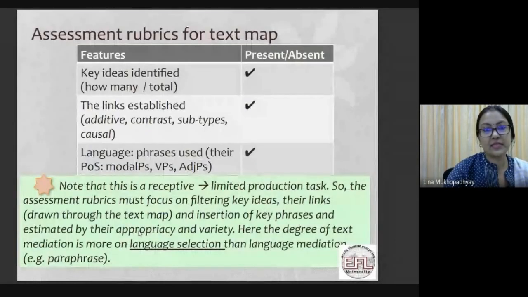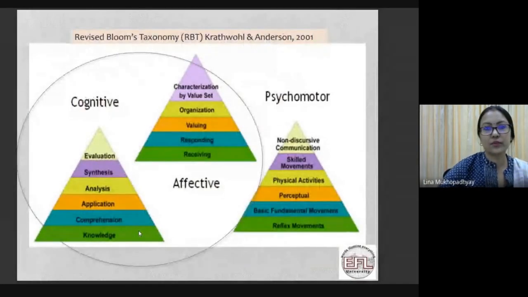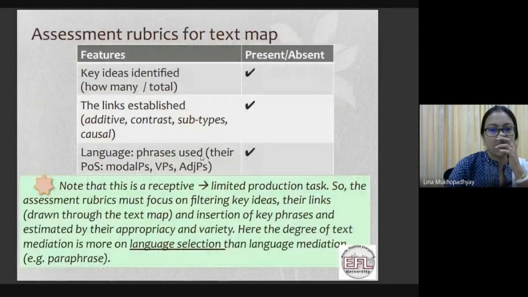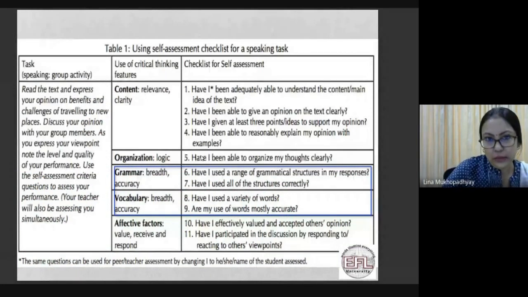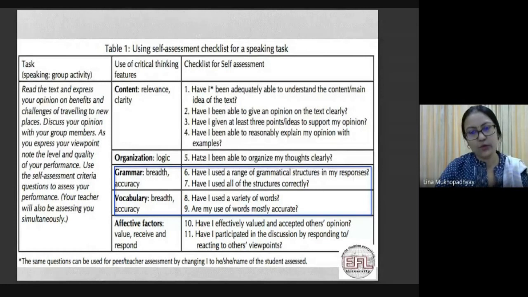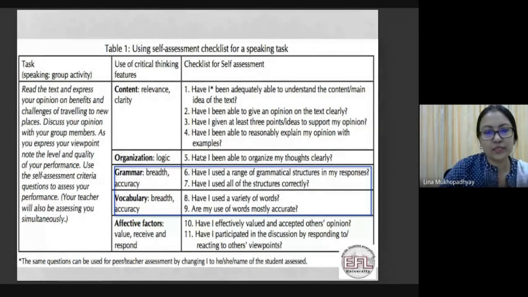The affective features come from this part of Bloom's taxonomy. So we look at the cognitive features, linguistic features, and the affective features, and thereby we draw this kind of assessment criteria. Don't get too overwhelmed. If you want to, I will share the slides, not an issue.